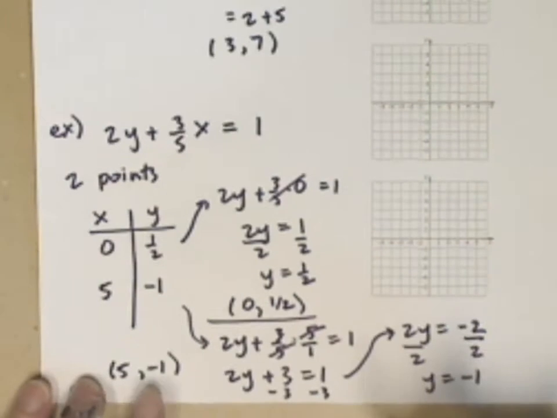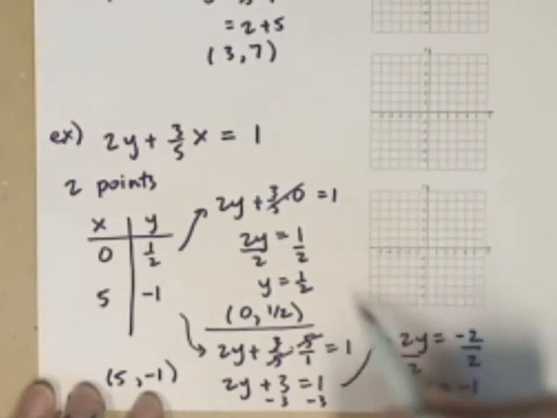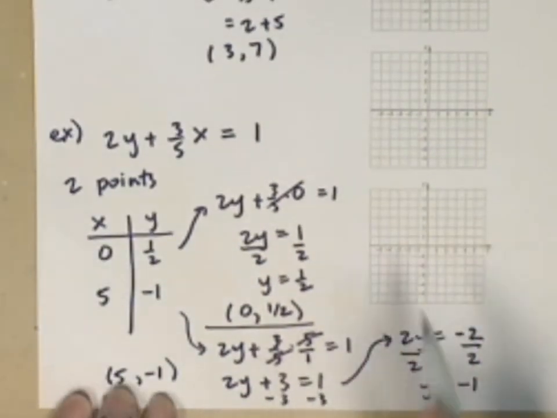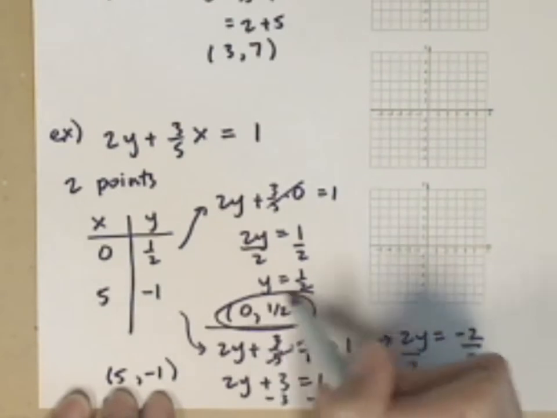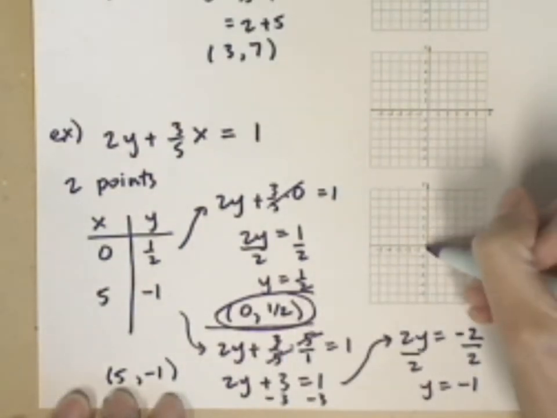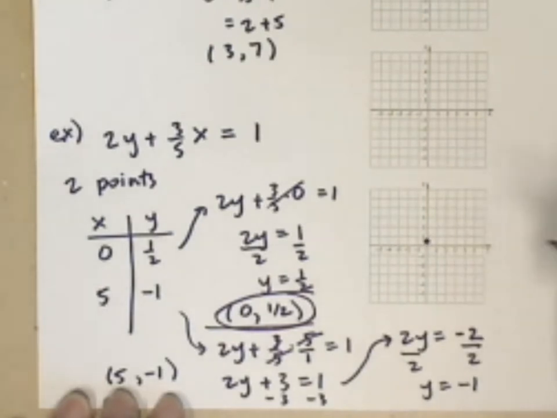Okay, now I've got 2 points to plot. Let's go ahead and use this coordinate system since it's right next to our work. And we're going to first plot 0, 1/2. Well, here's our point. 0, 1/2. Okay, 0 for x, and then 1/2 in the y direction, which is right there.